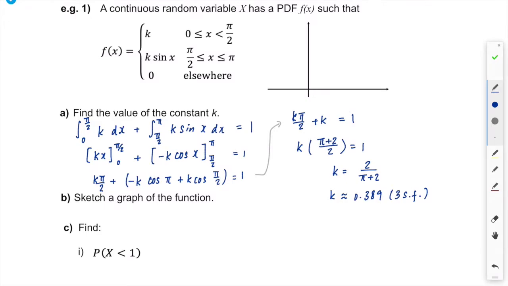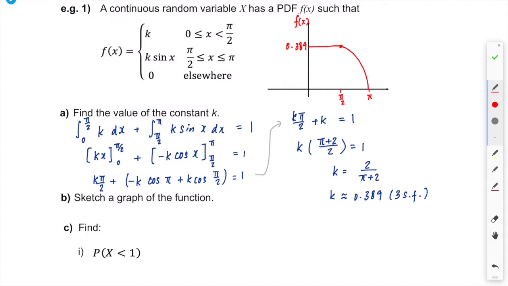Okay. Sketch a graph of the function. So let's do that. So from 0 to pi over 2, so let's say this is pi over 2, we have k. So k now is 0.389. Okay. And then after that, up to pi, we have the function k sine x. So sine pi over 2 is 1 times k. So we start here.